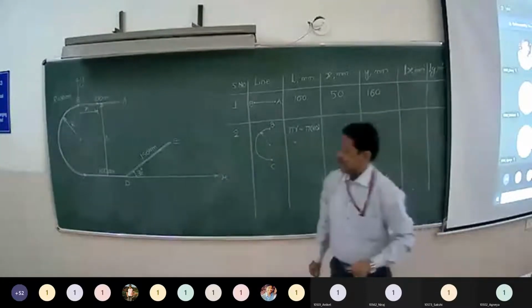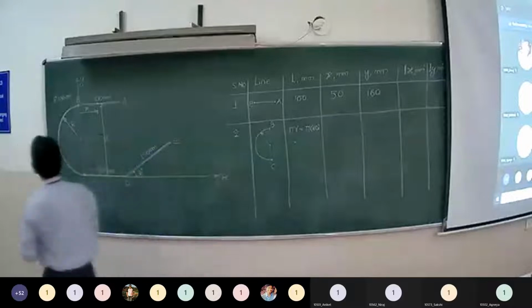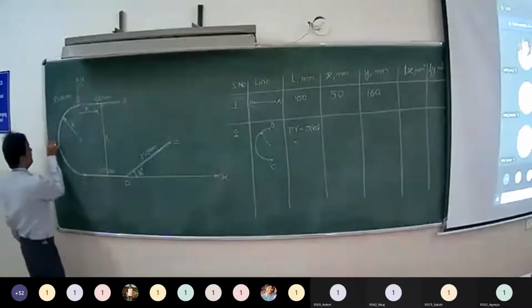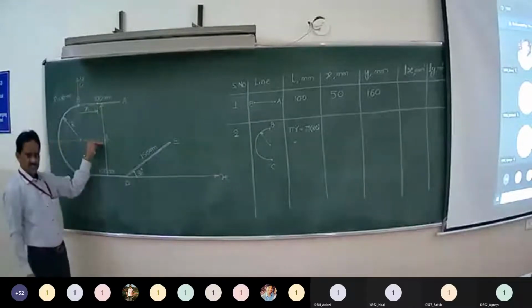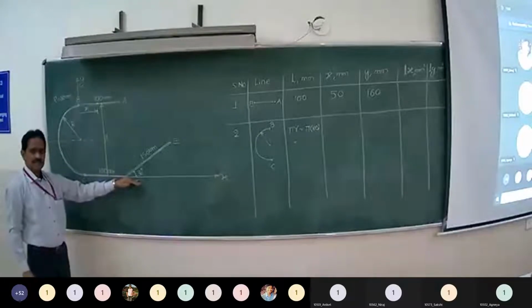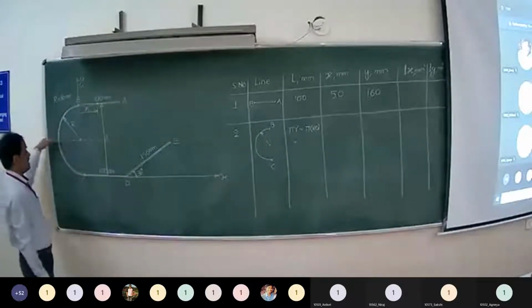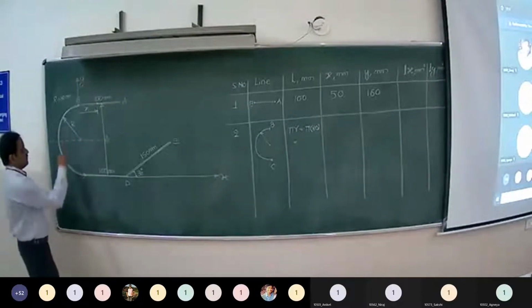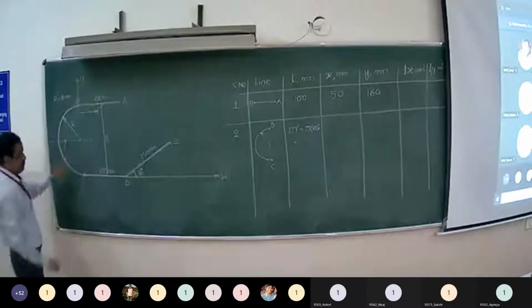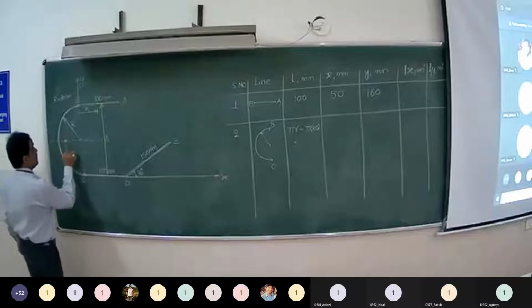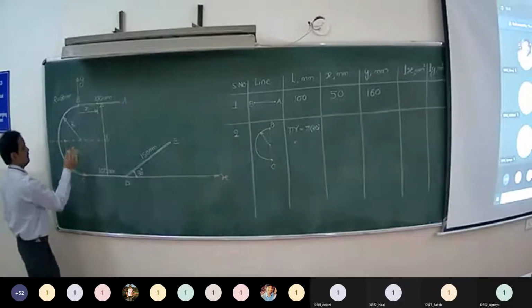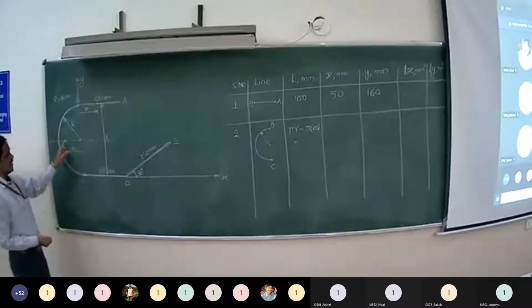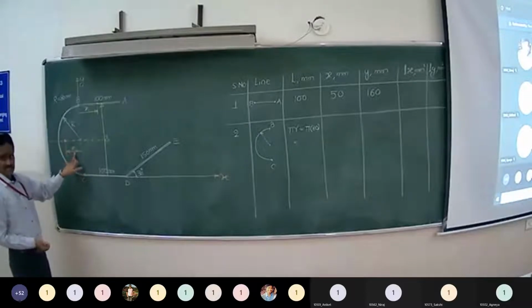Now x. See, this semicircular arc is symmetrical about the horizontal axis. I am not saying x-axis. Our x-axis is here, right? So the semicircular arc is symmetrical about the horizontal axis. We know that the centroid will be located on the symmetrical axis. Its distance from y-axis is x. Am I right? Distance of centroid from y-axis is x.